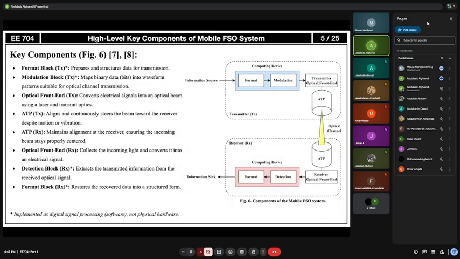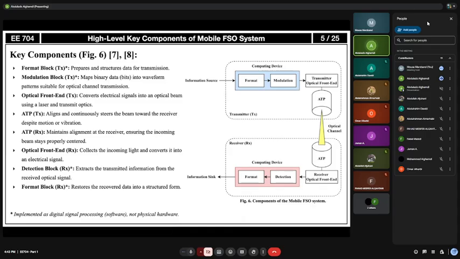The high-level key components of a mobile FSO system, as shown in figure 6, starting from the transmitter, we have the format block, which prepares and structures data for transmission. Then we have the modulation block, which maps the binary data bits into waveform patterns suitable for optical transmission. Then we have the optical front-end block, which converts the electrical signals into an optical beam signal using a laser and transmit optics. Then we have the ATP system at the transmitter, which aligns and continuously steers the beam toward the receiver despite the motion or vibration.